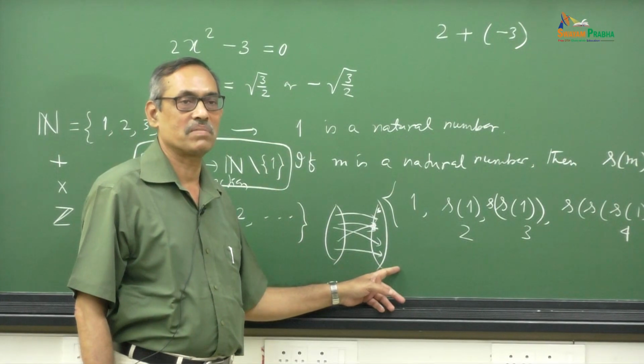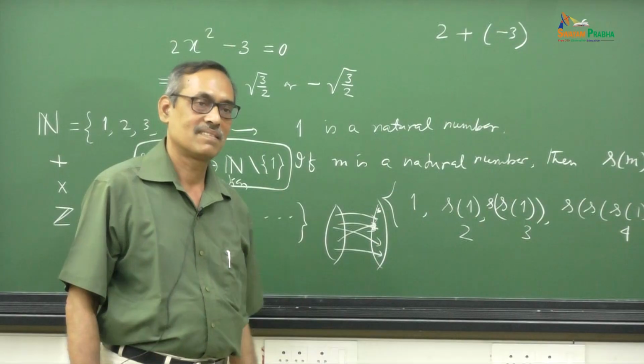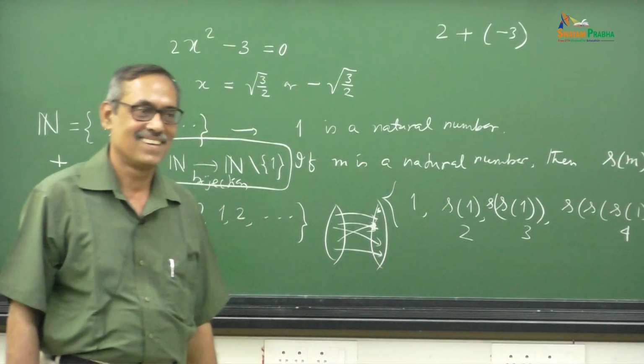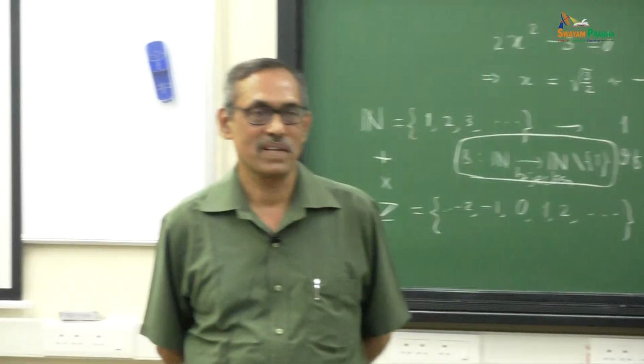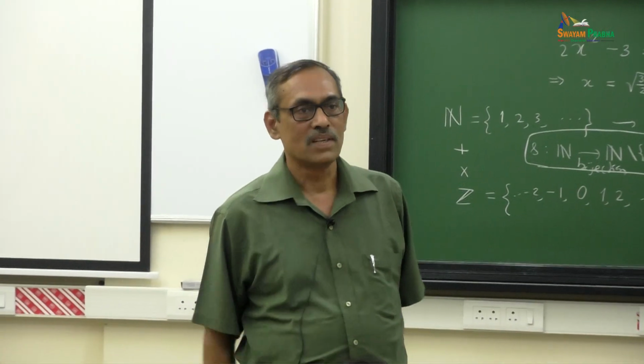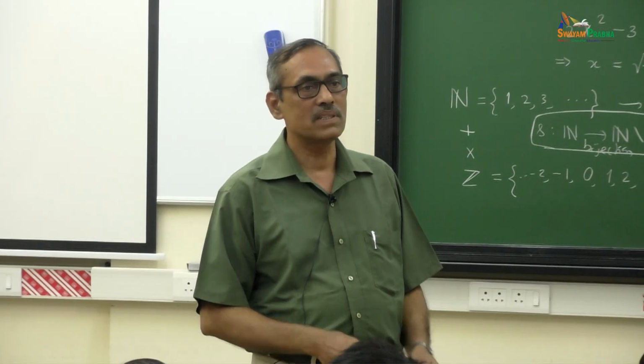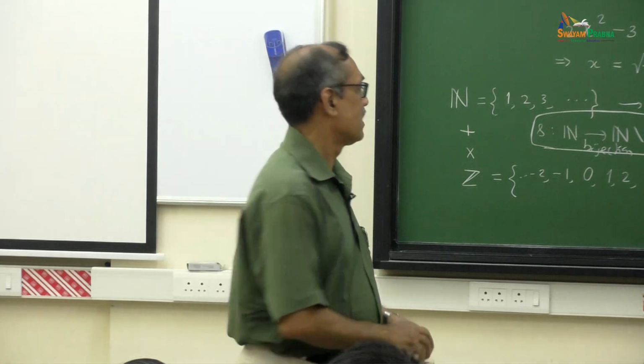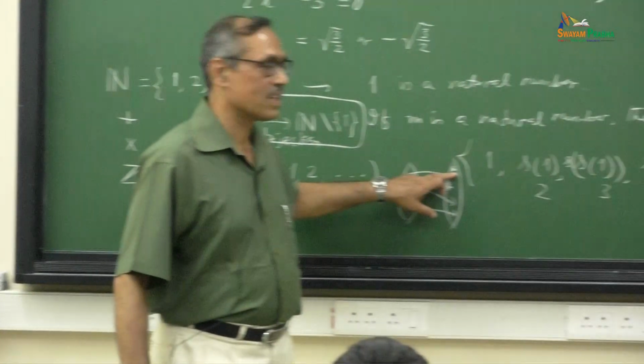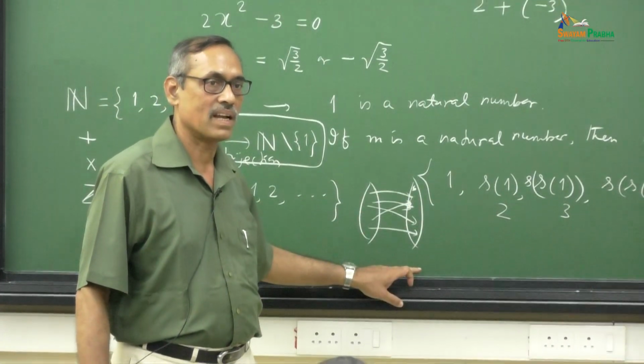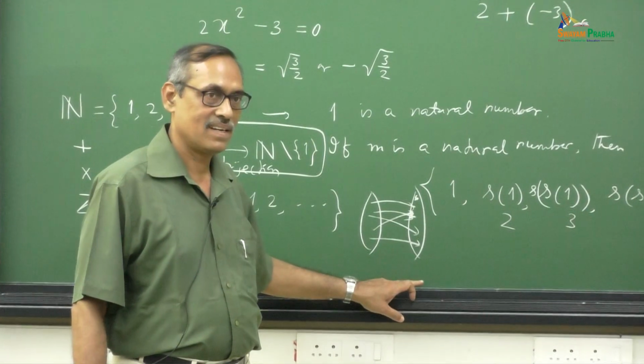Whichever element you take from this, an arrow has gone to it. Right? Okay? That is called onto. So this is 1 to 1 but not onto. That means 1 is not there in the image. Everything else is there. Right?